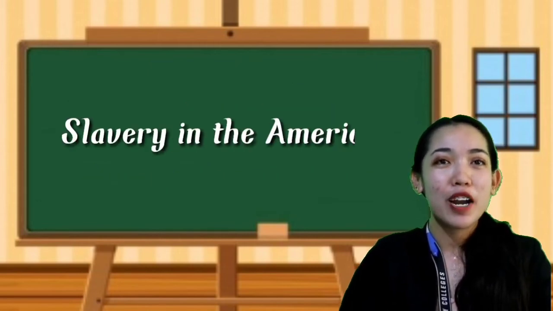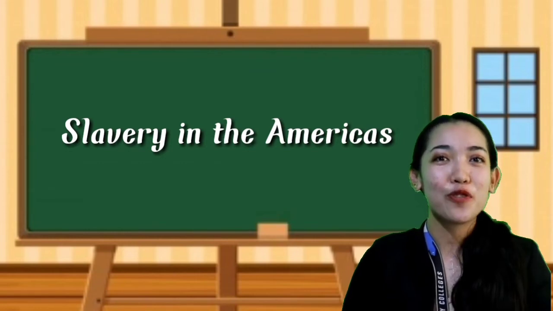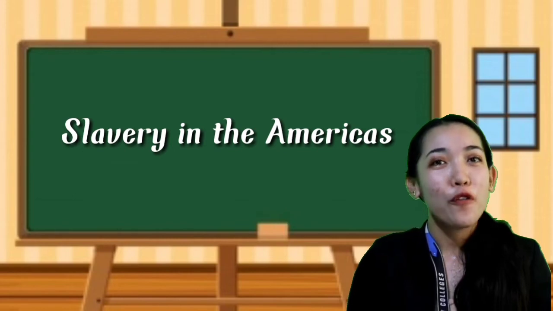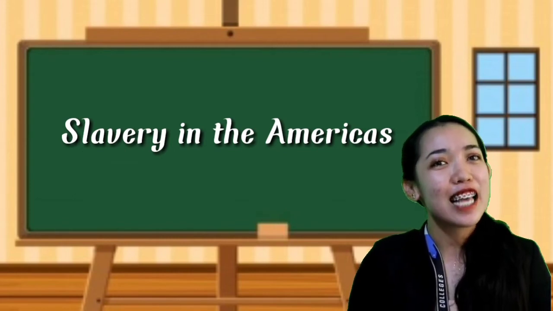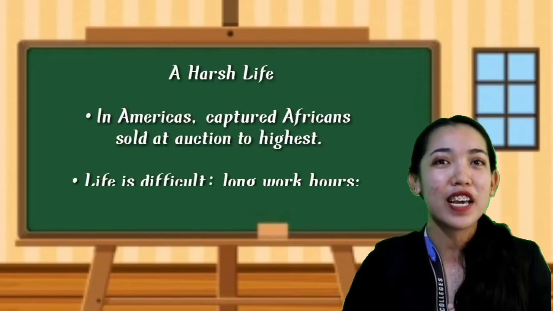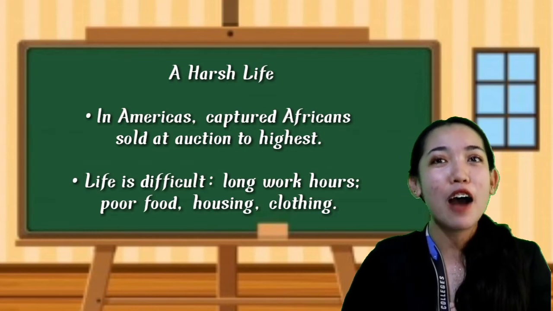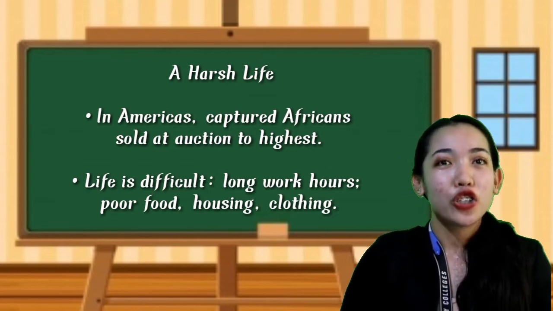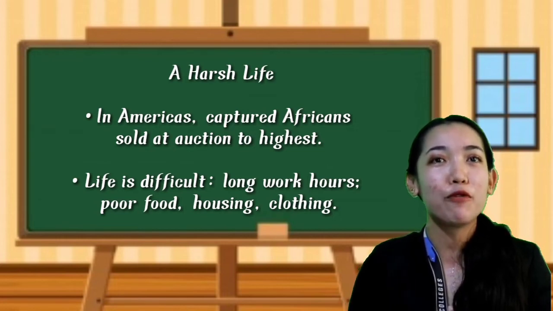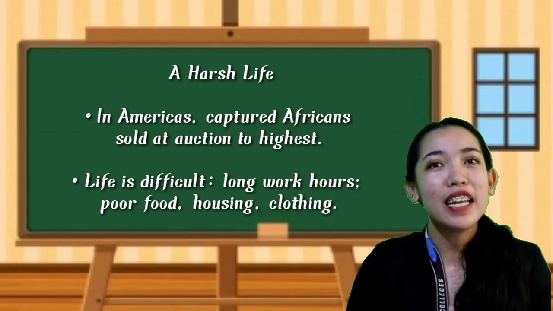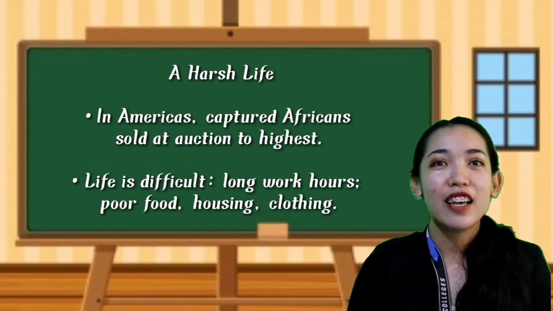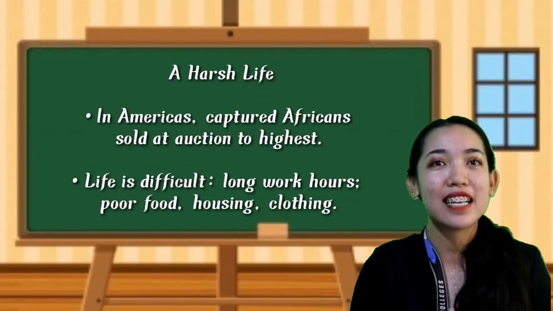Slavery in the Americas. Africans who survived their ocean voyage faced a difficult life in the Americas. Forced to work in a strange land, enslaved Africans coped in a variety of ways. A harsh life: upon arriving in the Americas, captured Africans usually were auctioned off to the highest bidder. After being sold, slaves worked in mines or fields. Many lived on little food in small dirty huts. They worked long days and suffered beatings.